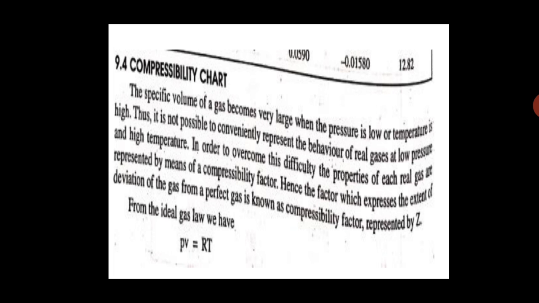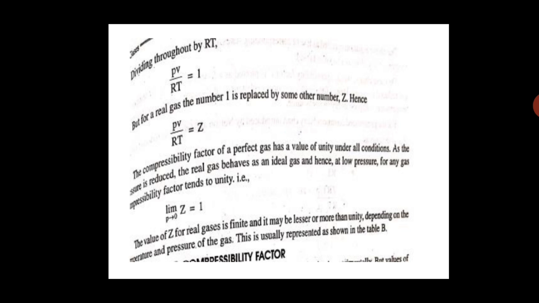In order to overcome this difficulty, the properties of each real gas are represented by means of a compressibility factor. The factor which expresses the extent of deviation of the gas from a perfect gas is known as the compressibility factor, represented by Z. We have seen in the chart that the y-axis represents Z. From the ideal gas equation, we have PV is equal to RT. Now, if you divide this equation by RT, you get PV by RT is equal to 1. So, this is for an ideal gas.